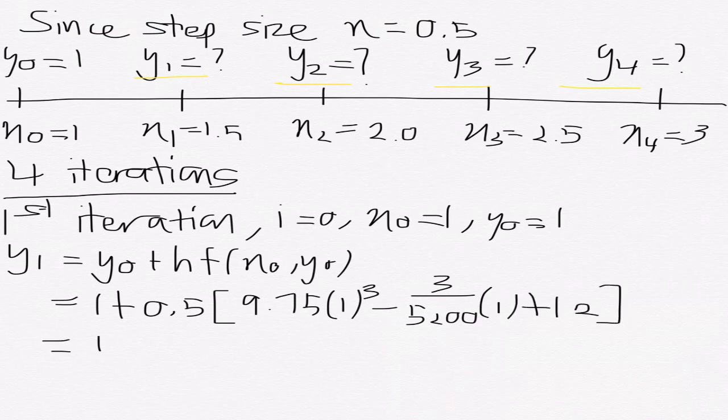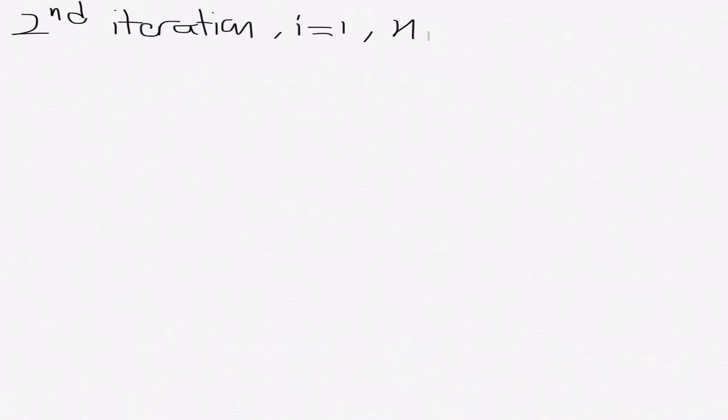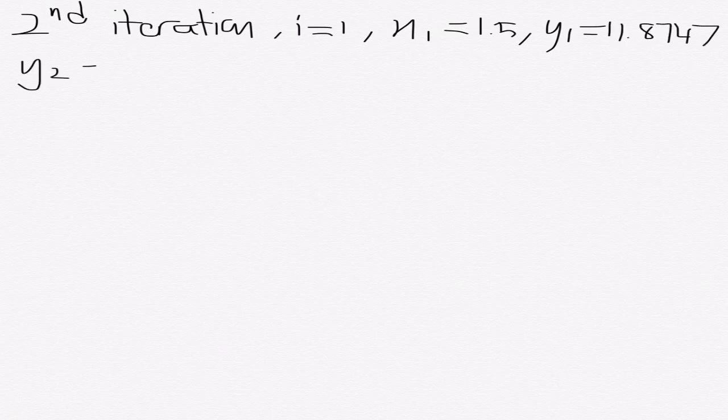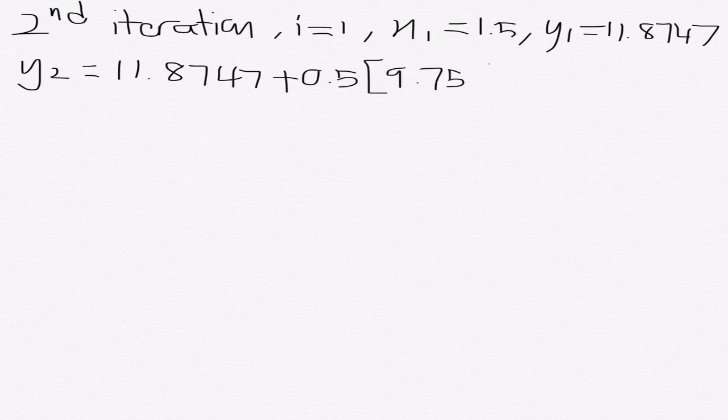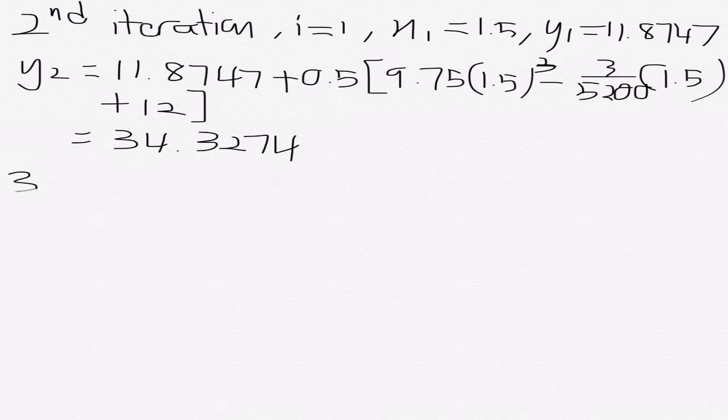So for my y1, I will get 11.8747. For x1, I will get 1.5 by using its general formula. Do the same thing for the second iteration. Hence, for y2, I will get 34.3274, while for x2, I will get 2.0.